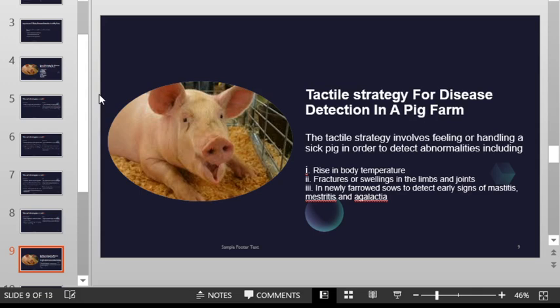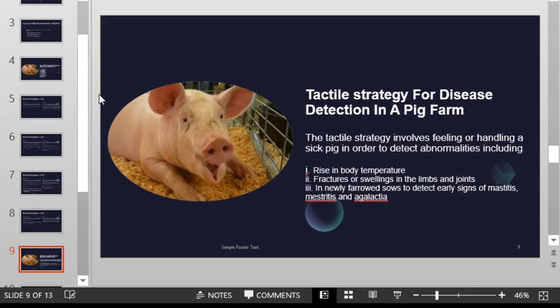Also, if the animal is injured, maybe during a fight or lands awkwardly in the pen, or maybe the pen floor is not that smooth, or the animal slips. You actually want to feel the limbs, look out for swellings, and to be able to determine exactly what is wrong with the animal.